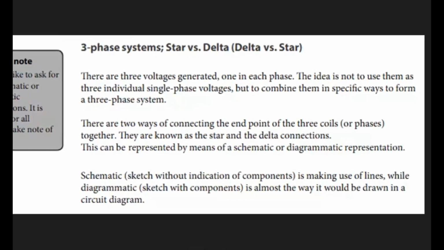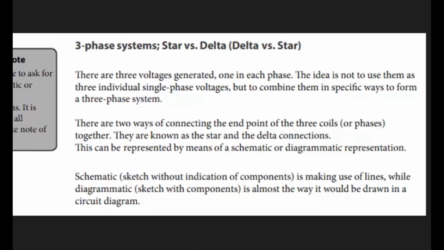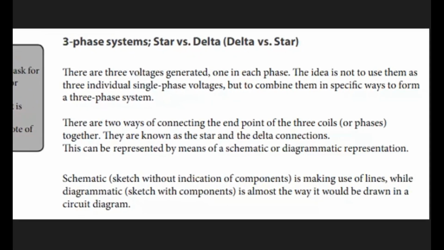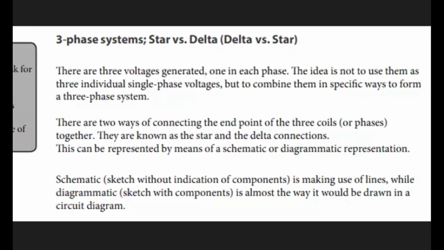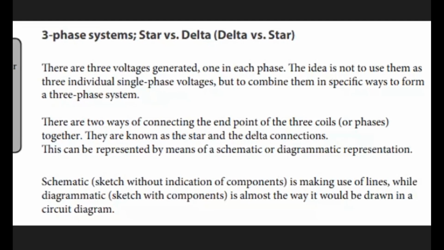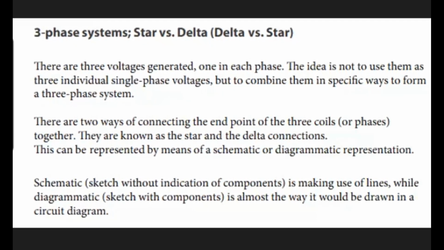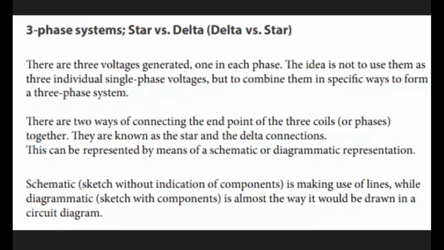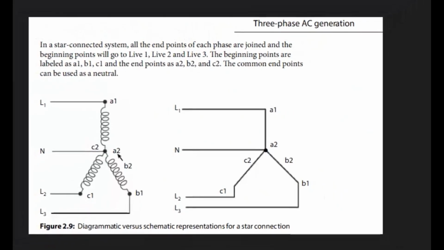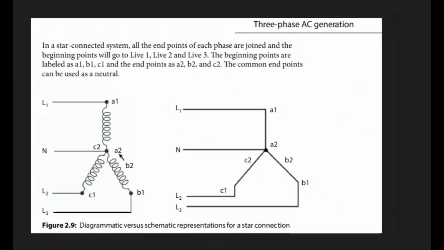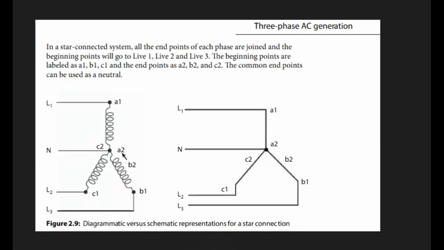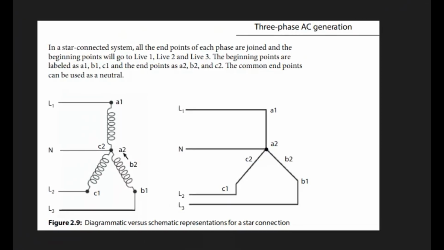This can be represented by means of schematic or diagrammatic representations. Schematic: this is a sketch without indication of components. It makes use of lines only, while the diagrammatic sketch is with components included, almost the way it would be drawn in a circuit diagram. So in the sketch, we are comparing diagrammatic on the left versus schematic on the right. Do learn how to draw both these sketches and know when to draw which one.